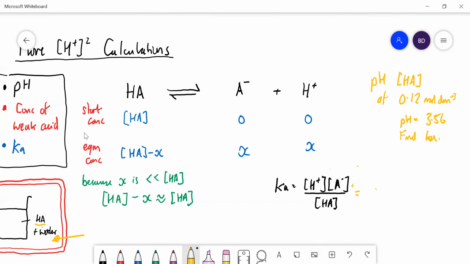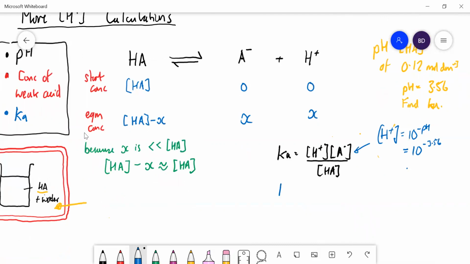Okay, so let's put the numbers in. Right, now H plus concentration, we know, let's do it in blue. H plus concentration is equal to 10 to the power of minus pH, 10 to the power of minus 3.56, which in this case, we'll leave as that. And we know that HA is equal to the same as that.